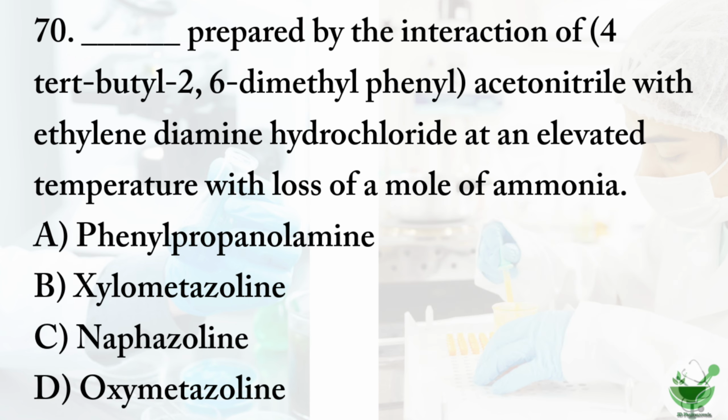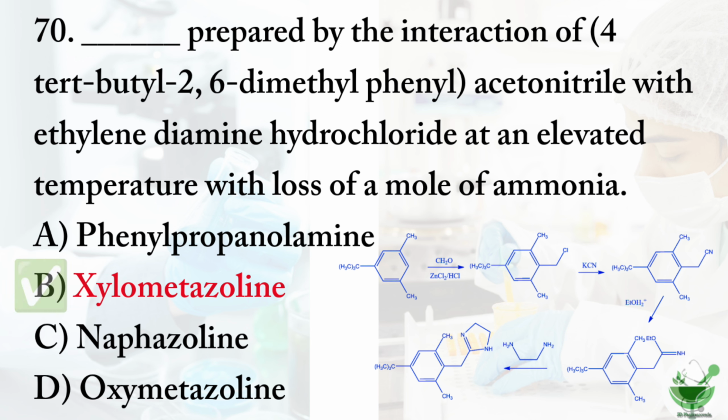Then question number 70. Dash is prepared by the interaction of 4-tertiary butyl 2,6 dimethyl phenyl acetonitrile with ethylene diamine hydrochloride at an elevated temperature with loss of a mole of ammonia. Option A, phenylpropanolamine, option B, silometazoline, option C, navazoline, and option D, oxymetazoline. The correct option is option B, silometazoline.